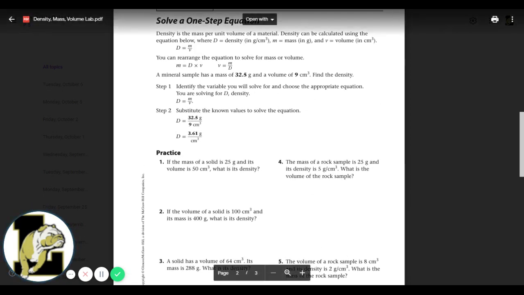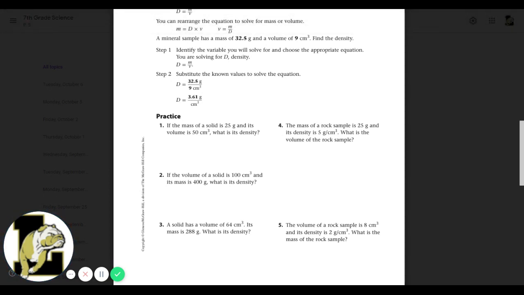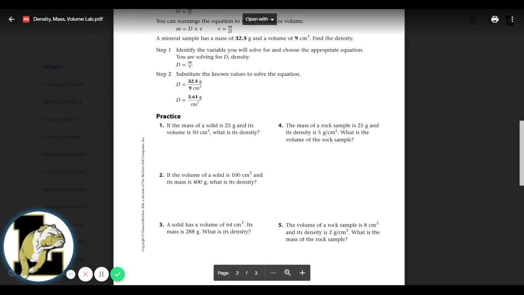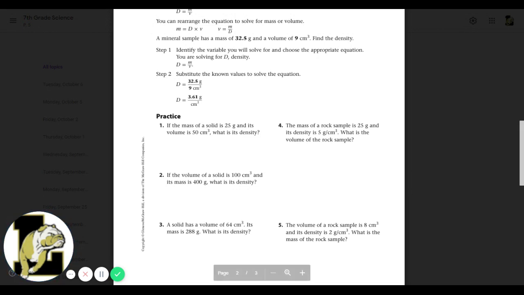Okay, sometimes I give you the density and then I ask you what the mass is. For example, that's number 5. So you are going to plug and chug and solve for the unknown.